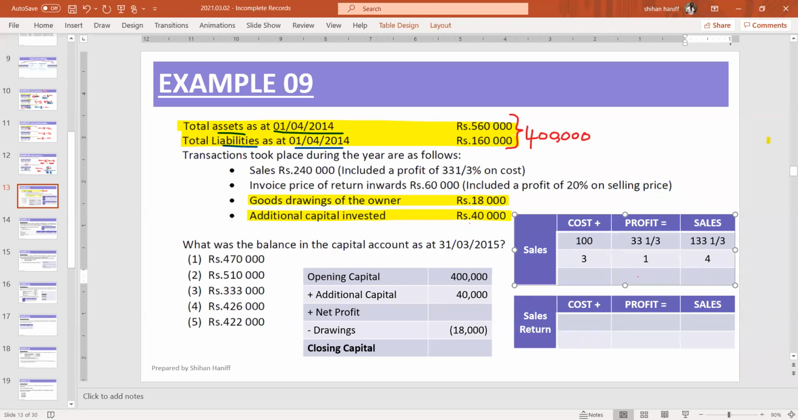Sales value is 240,000. That is the sales value. Selling price 240,000. On cost, how much is the profit? Tell me how much is the profit?